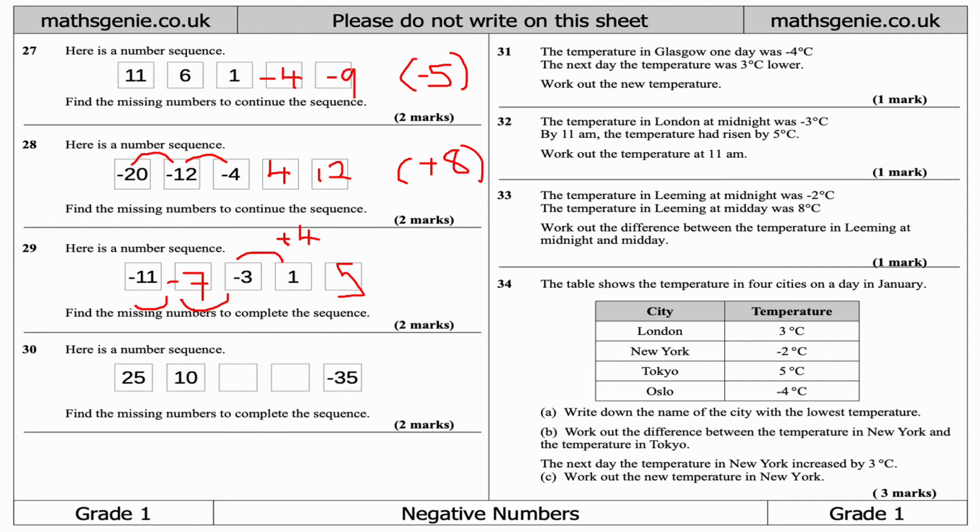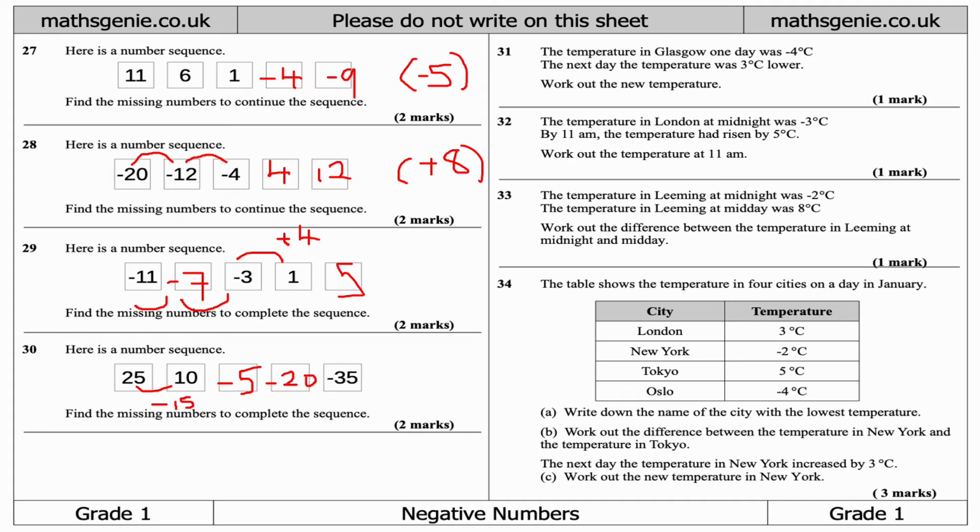Question number 30, here is a number sequence, find the missing numbers to complete the sequence. 25 to 10, I subtract 15. 10 take away 15 becomes minus 5. Minus 5 take away 15 becomes negative 20. And negative 20 subtract 15, I get negative 35.